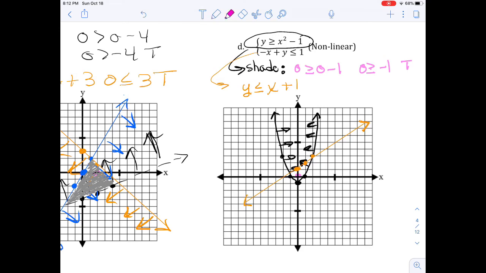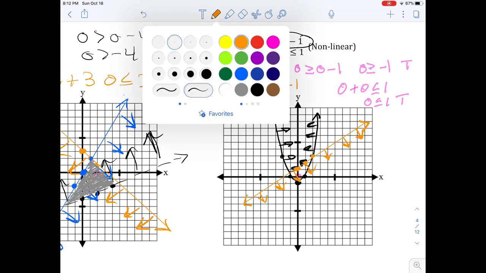All right, we can still use 0, 0 as our test point because the line doesn't pass through 0, 0. And so that will be 0 plus 0 is less than or equal to 1. 0 less than or equal to 1 is true. So that means we're shading below the line because that's where the test point was. So when the test point is true, you shade in the direction of the test point.